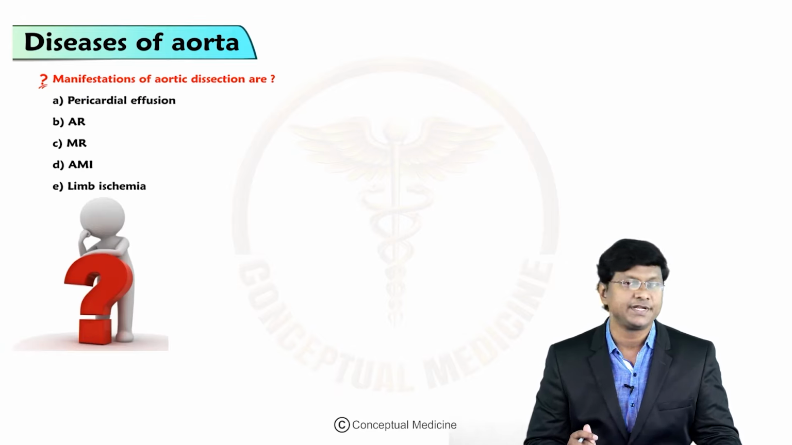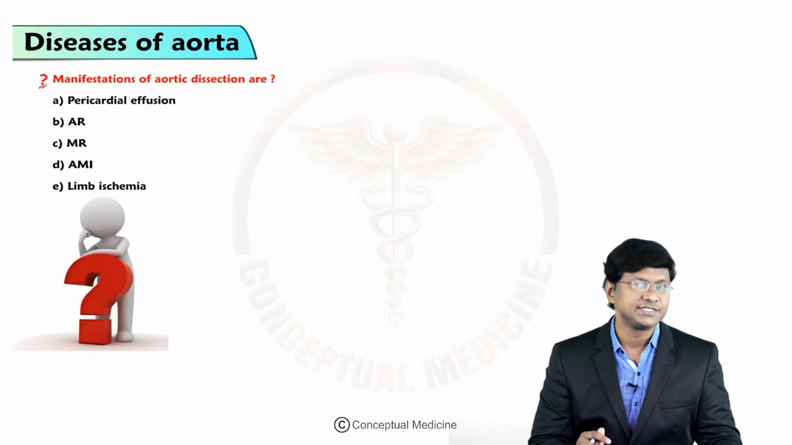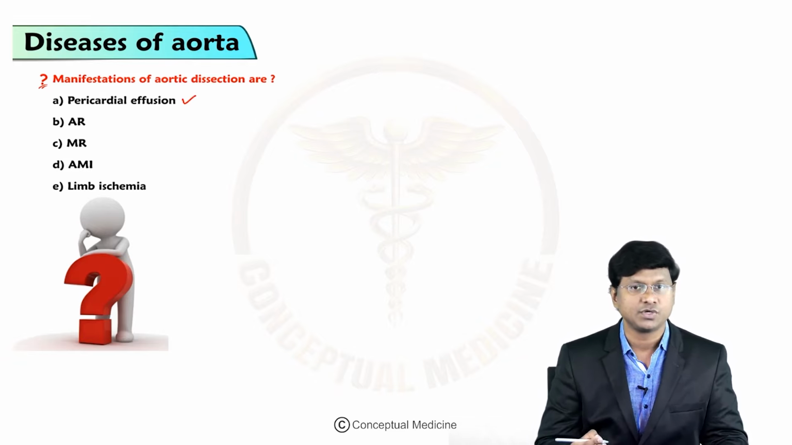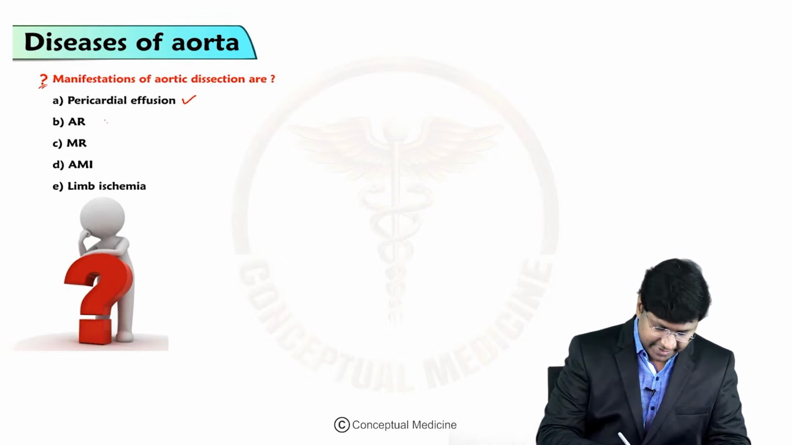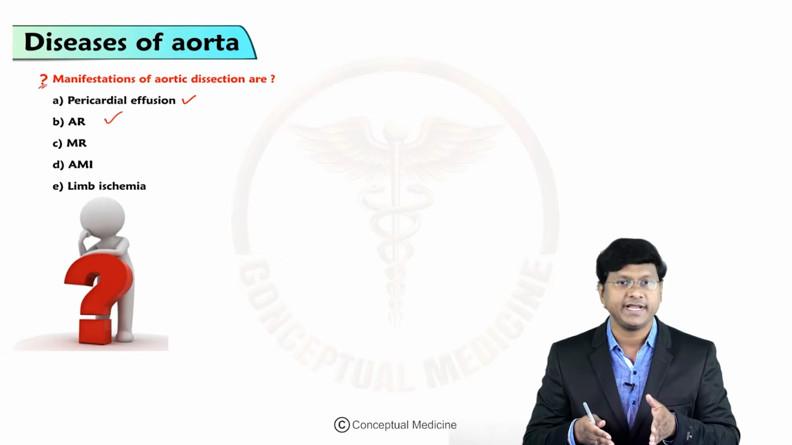Manifestations of the aortic dissection are pericardial effusion, aortic regurgitation, mitral regurgitation, acute myocardial ischemia, limb ischemia. Let me tell you, pericardial effusion can be there. That is because of the rupture. Aortic regurgitation also can be there. That is due to retrograde movement of the dissection.